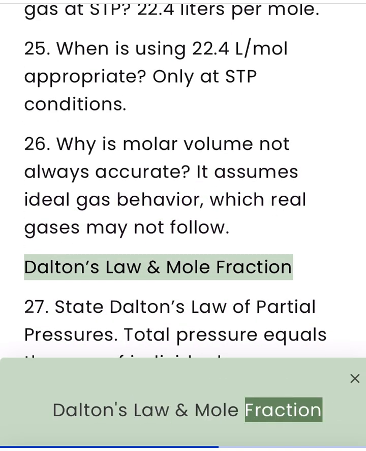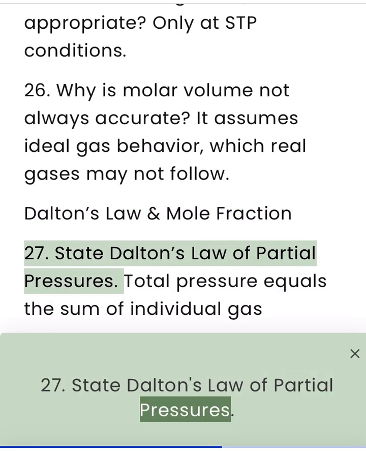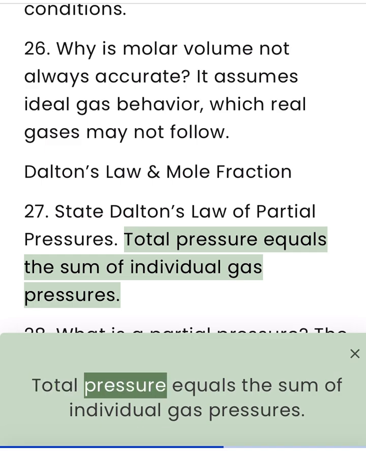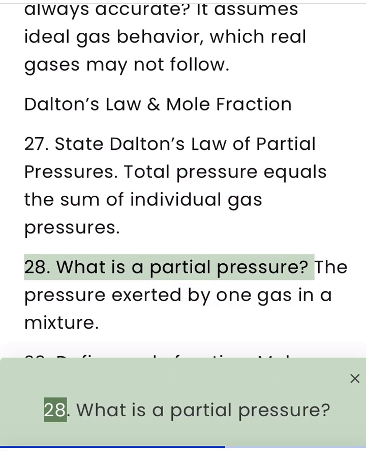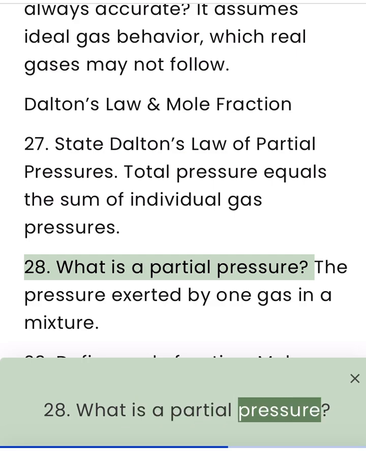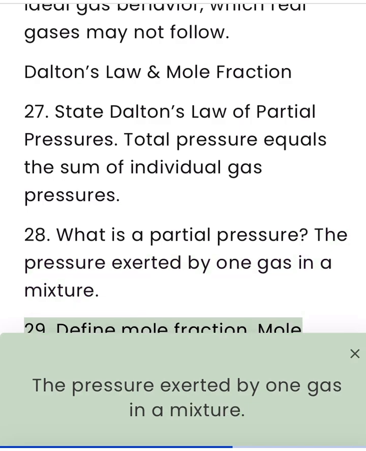Dalton's law and mole fraction. 27. State Dalton's law of partial pressures. Total pressure equals the sum of individual gas pressures. 28. What is a partial pressure? The pressure exerted by one gas in a mixture.